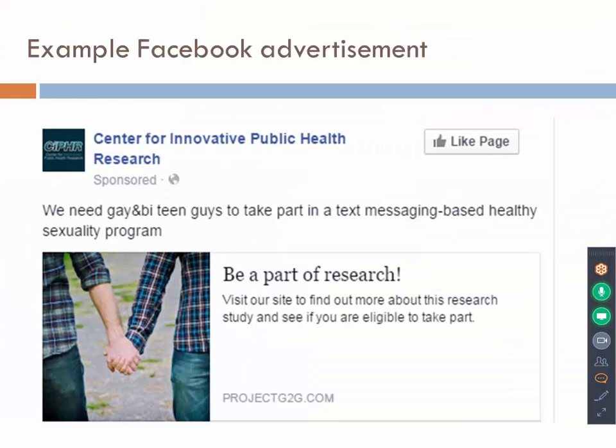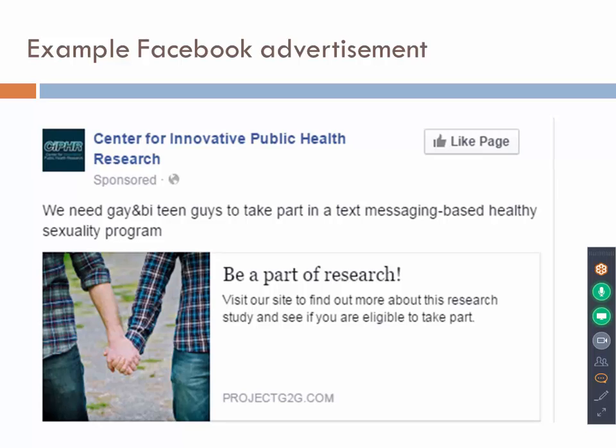Here's an example of what a Facebook advertisement looks like. It says, we need gay and bi teen guys to take part in a text messaging-based healthy sexuality program. And then there's a hopefully compelling photo. The photo really matters. I think it matters for everybody, but especially for teens. It's really the photo that's going to pull them in. Here, this says, be a part of research. Visit our site to find out more.